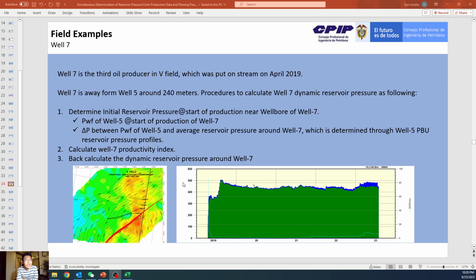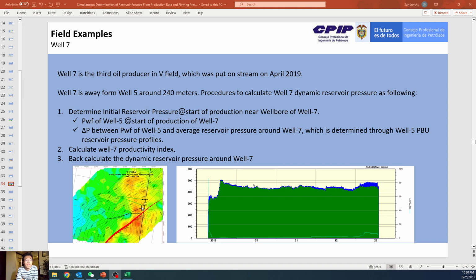The third well: number 7. Well number 7 is the third oil producer in this field. It is in the middle of well number 5 and well number 9. Well 7 was put on stream in April 2019.